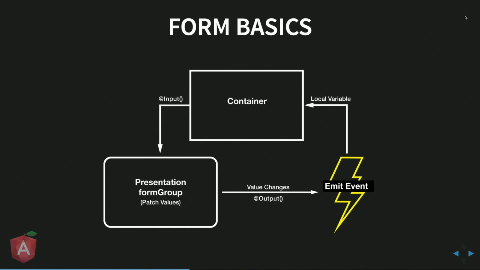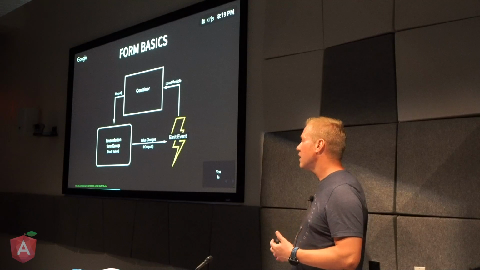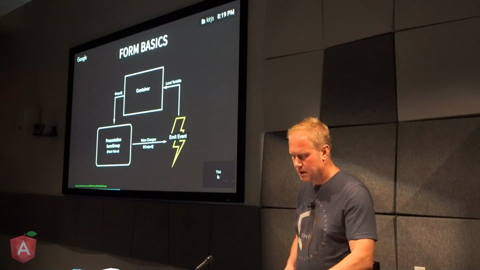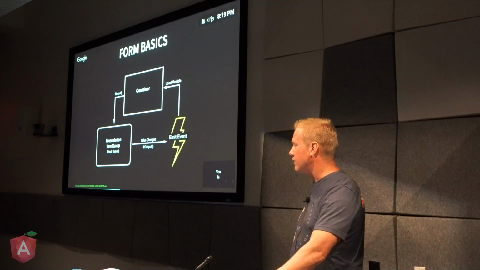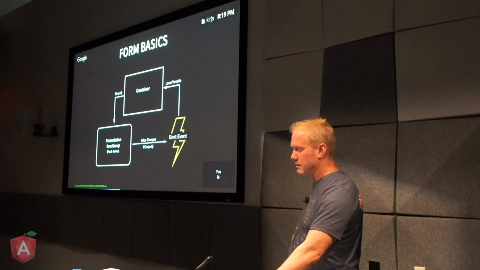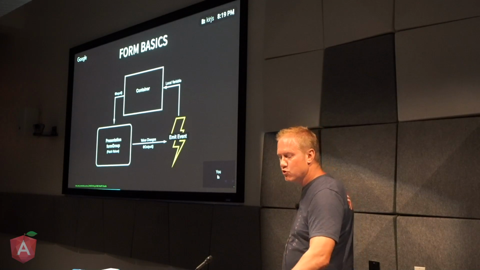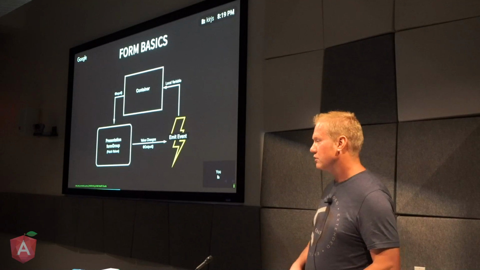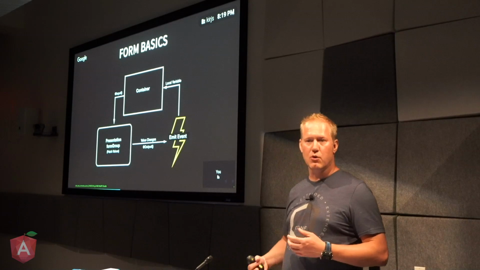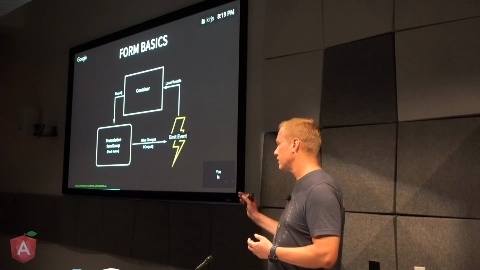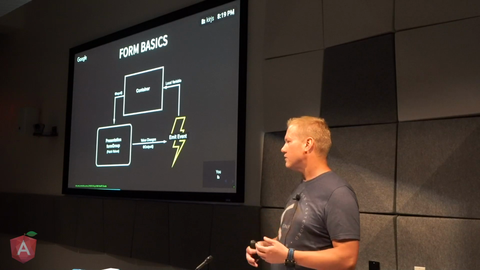With form basics, we have our container and our presentation component, and again, we're taking our input and passing it down to the presentation component, but the difference now is we're creating a form group. With this form group, we're going to watch for ngOnChanges, and we're going to take the values that come in on the input and patch those onto the form. Then any value changes that occur on that form, we're going to output them on an emit event, push those back up to the container, and store those in a local variable. Now you don't have to do it that way. You could push it directly into the store, but the problem is if the user clicks cancel, then your store is updated and you've got a new problem.